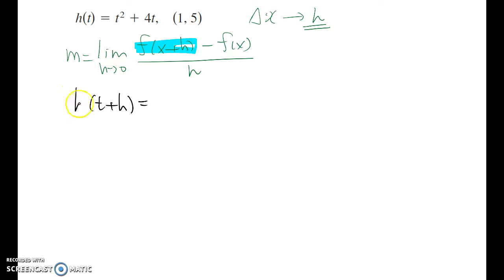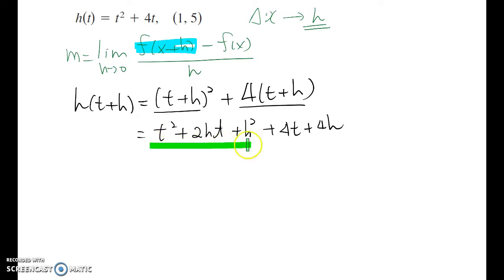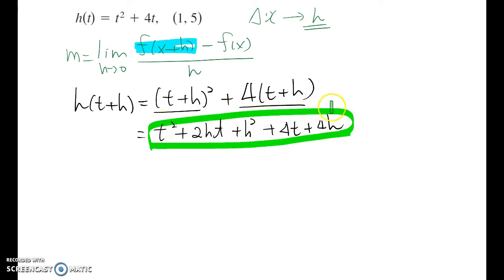So f(x plus h), which actually is h(t plus h) in this particular case. So it's (t plus h) squared plus 4 times (t plus h). Using the FOIL formula for this part, you will get t squared plus 2ht plus h squared, and this part will be plus 4t plus 4h. Now, because we have this one, just plug this into this position here.